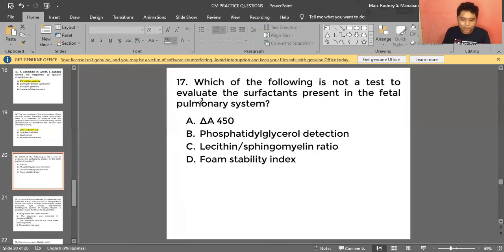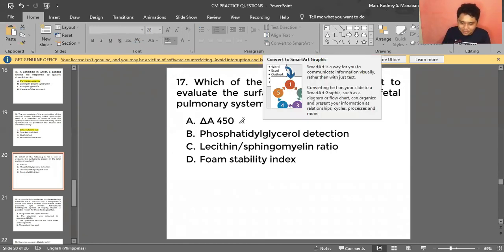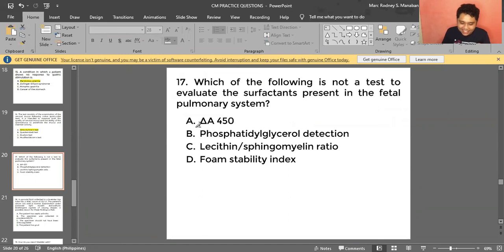Okay, 17. Which of the following is not a test to evaluate the surfactants present in the fetal pulmonary system? Kung sa may mga test na dili for fetal lung maturity, it's your letter, what's man? Sir A. A ba?